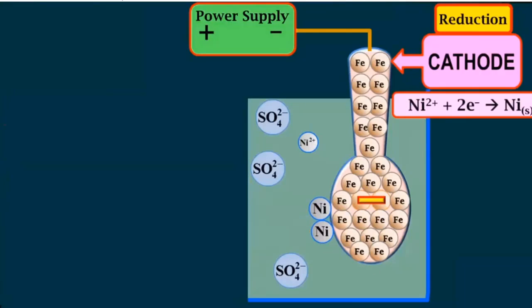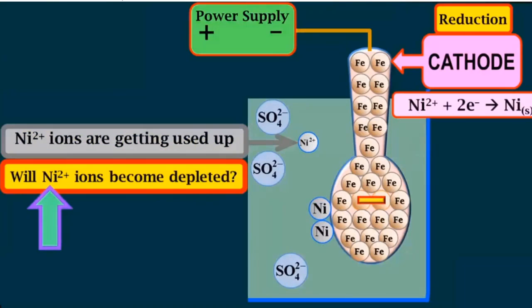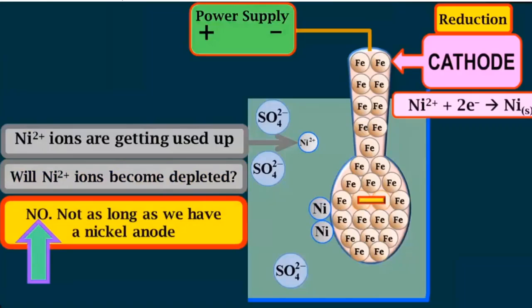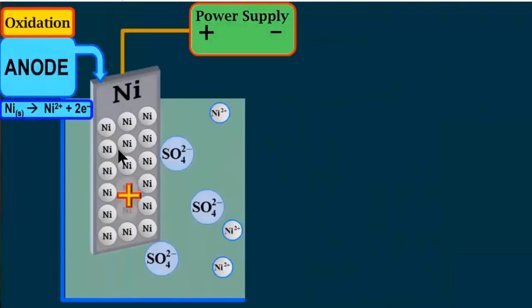And you must be thinking, but what about them getting used up, so their concentration will deplete or finish? But it will not happen because you have taken a nickel anode. So Ni2+ ions will be given by the anode. Let's see what is happening at the anode. Here this nickel metal will undergo this reaction. Here it will form ion and will come into the solution and lose 2 electrons.